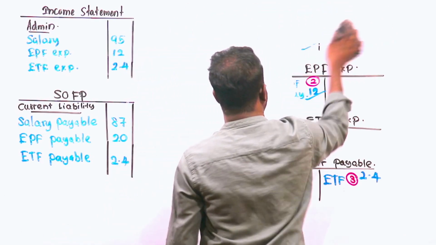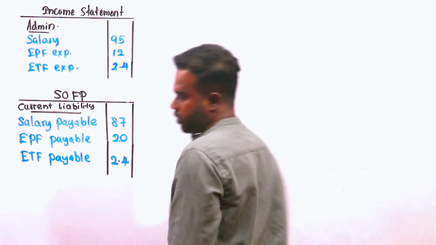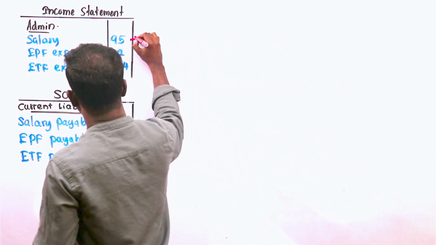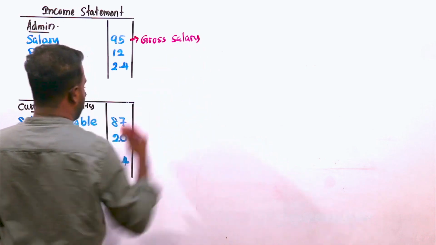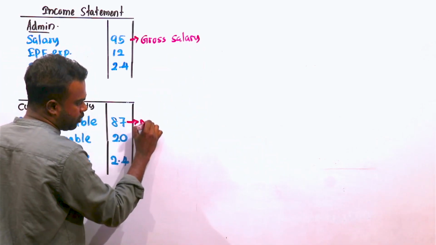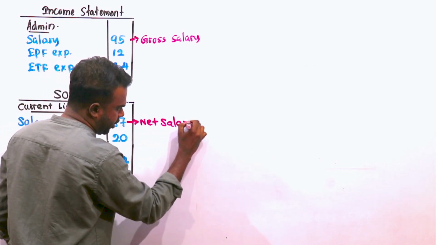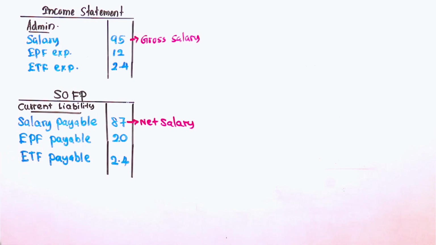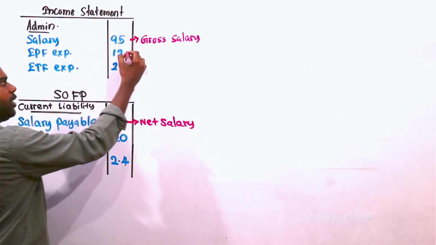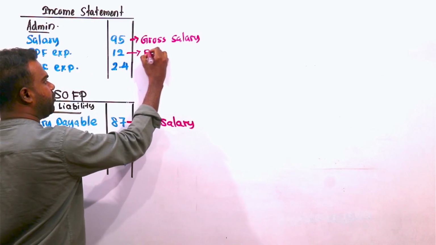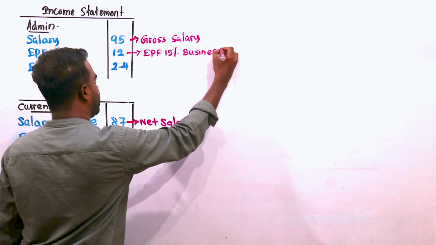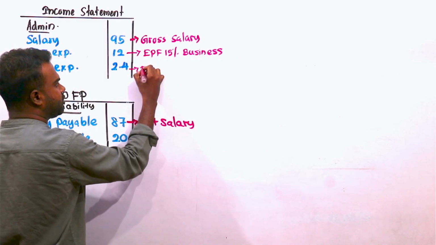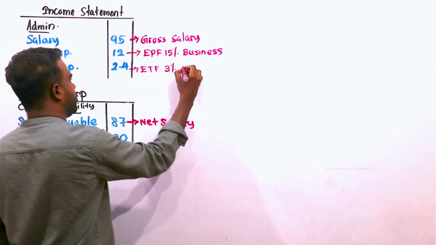The salary expense will be gross salary. This 95,000 is my gross salary. Please write down here, gross salary. But payable means my net salary. Understand? Net salary. The EPF expense will be only the EPF 15% business contribution. The business contribution should be the expense. This one also, ETF 3% business contribution.